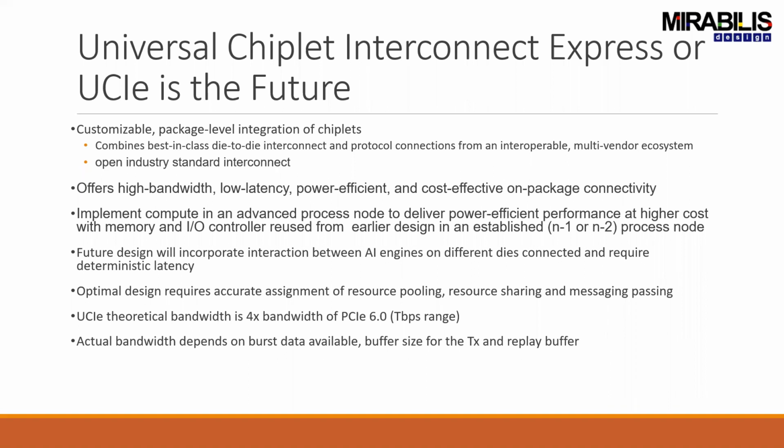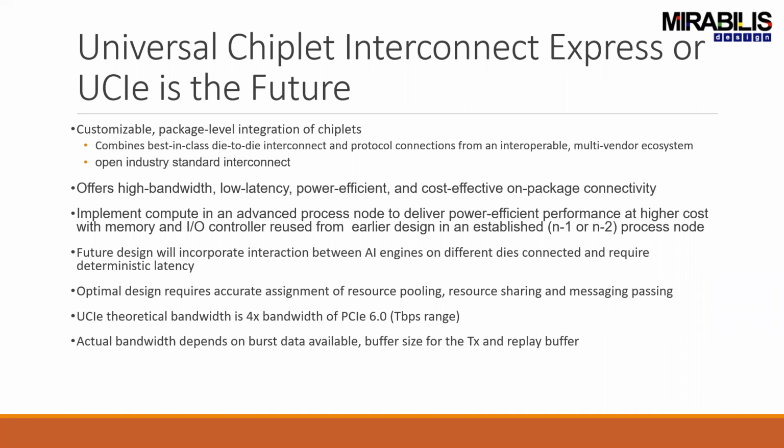Of course, there is this challenge that's going to come up where there's going to be a lot more interaction in future designs, where even the AI engines are going to be distributed across multiple dies. There's going to be a lot of communication between them: data transfers, coefficients, signaling, a lot of control. A lot of that is going to go across in the future, which will require deterministic latency. Can the system provide that? That is where you want to look at optimal designs where you do the accurate assignment of different types of resources, both pooling the resources or even sharing resources.